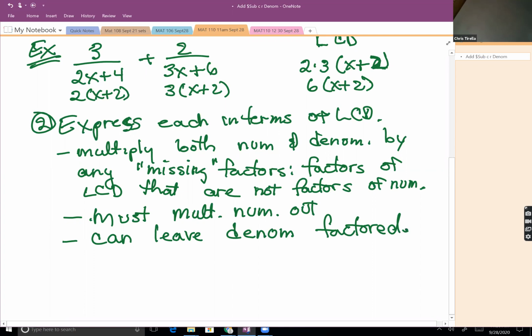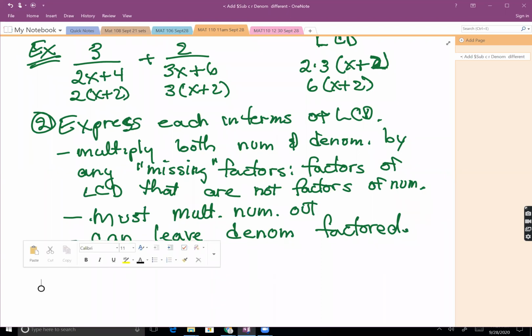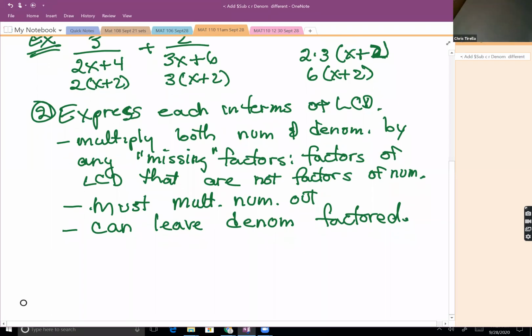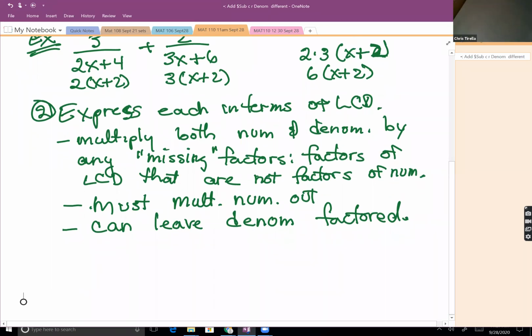Guys, do you need me to wait a minute before we go back to our example? Yes, please. Okie dokie. Let me know when you're ready. Ready? I'm ready. Everybody else?